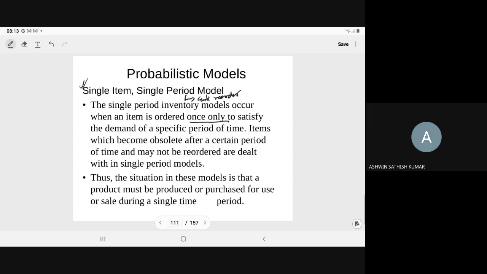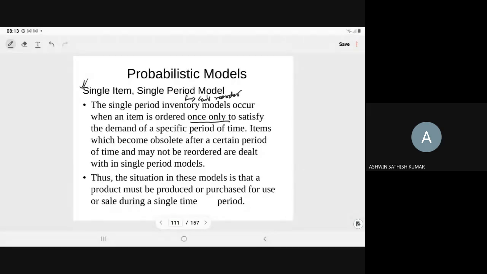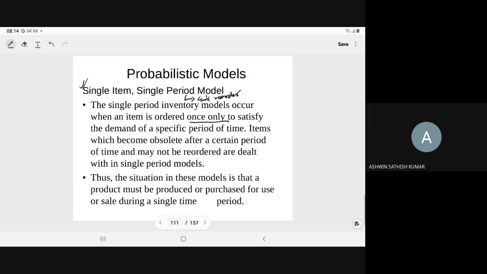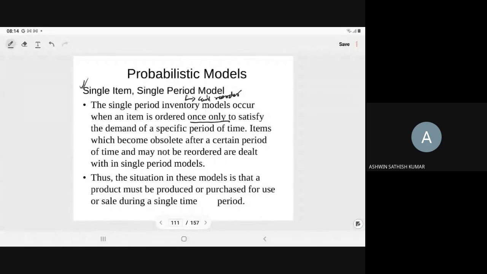Thus the situation in these models is that the product must be produced or purchased for use or sale during a single time period. Either you are producing or purchasing, and the replacement policy may be anything. But the main thing is you have to judge in a random way what the demand can be, and for fulfilling that demand you have to procure in advance.